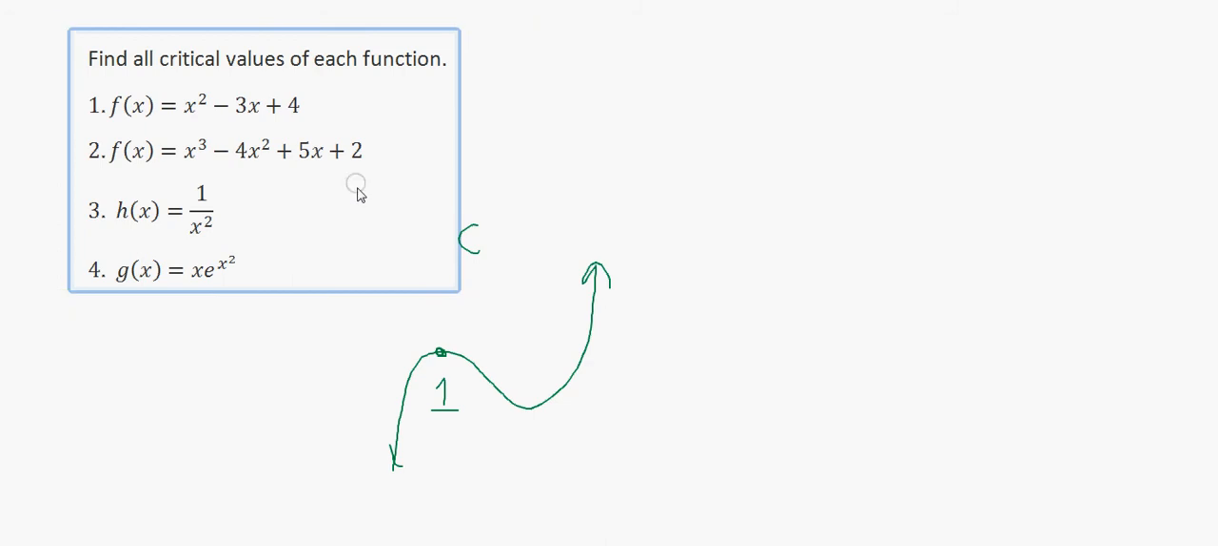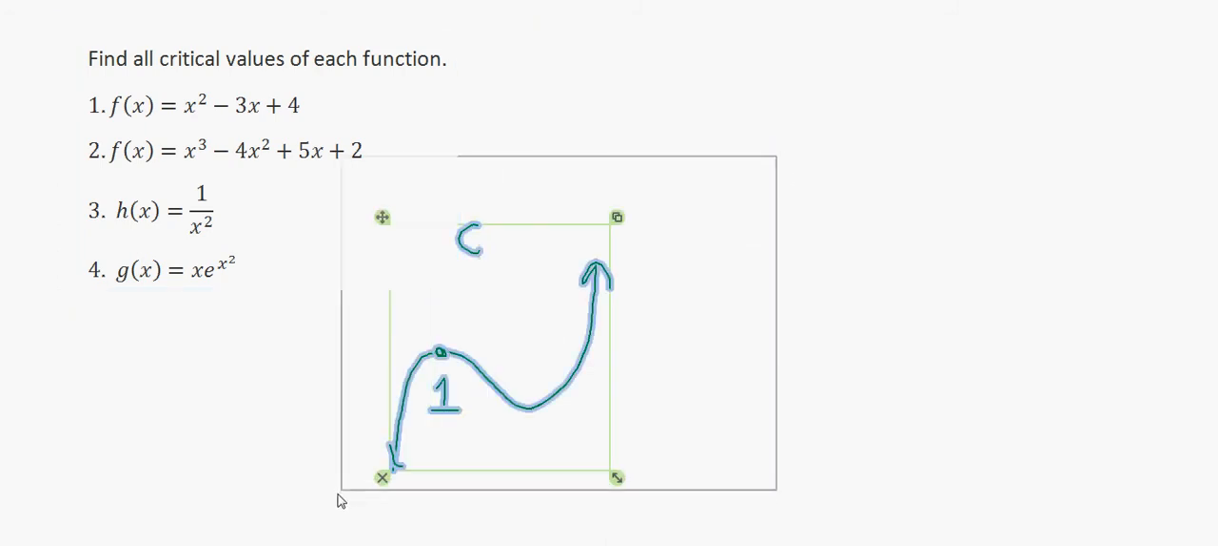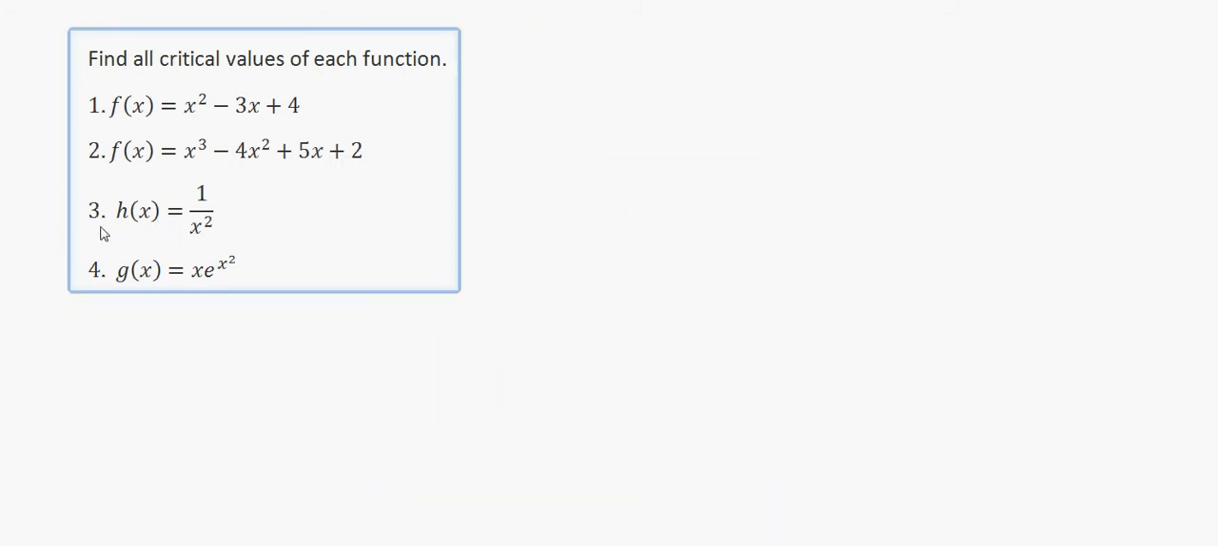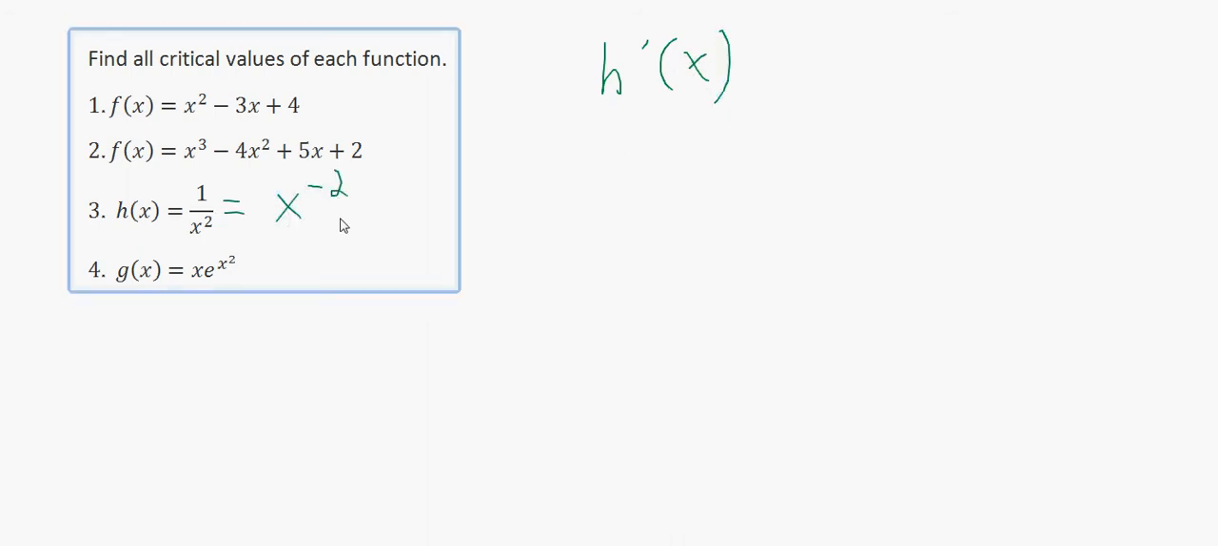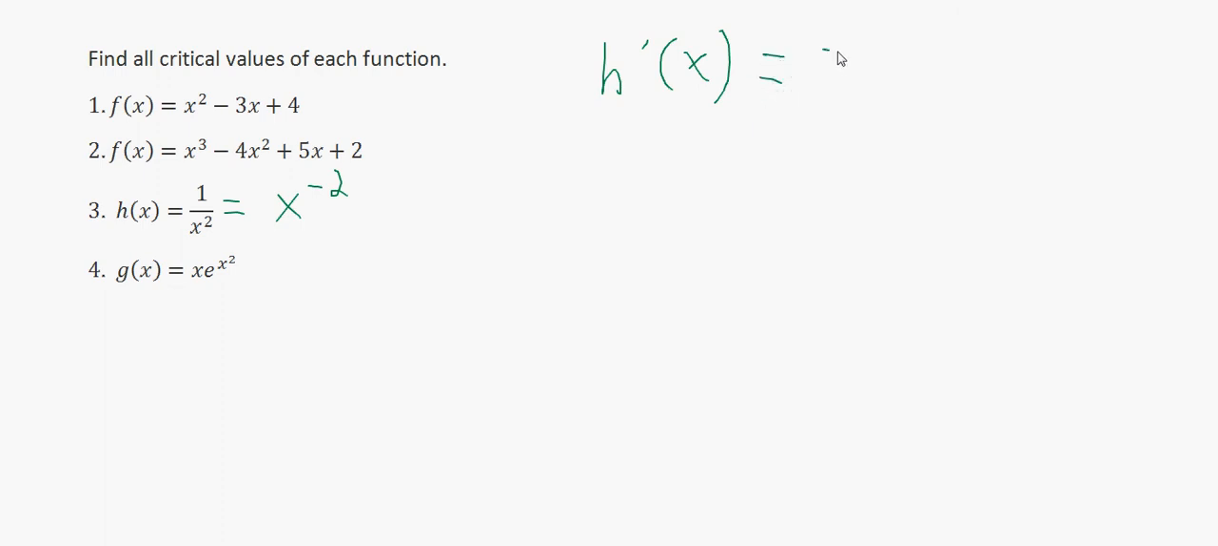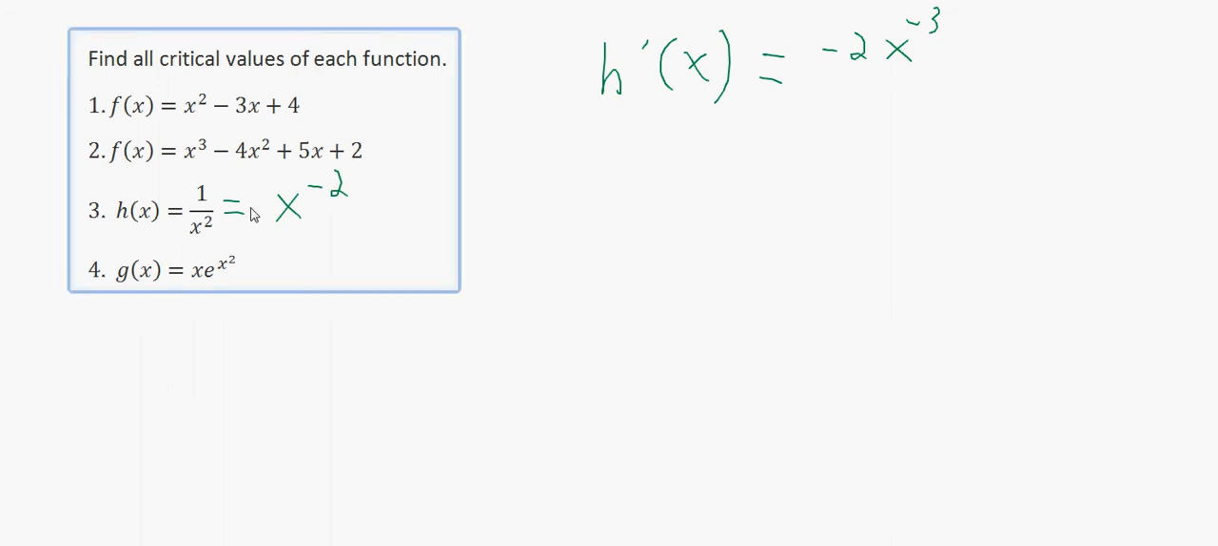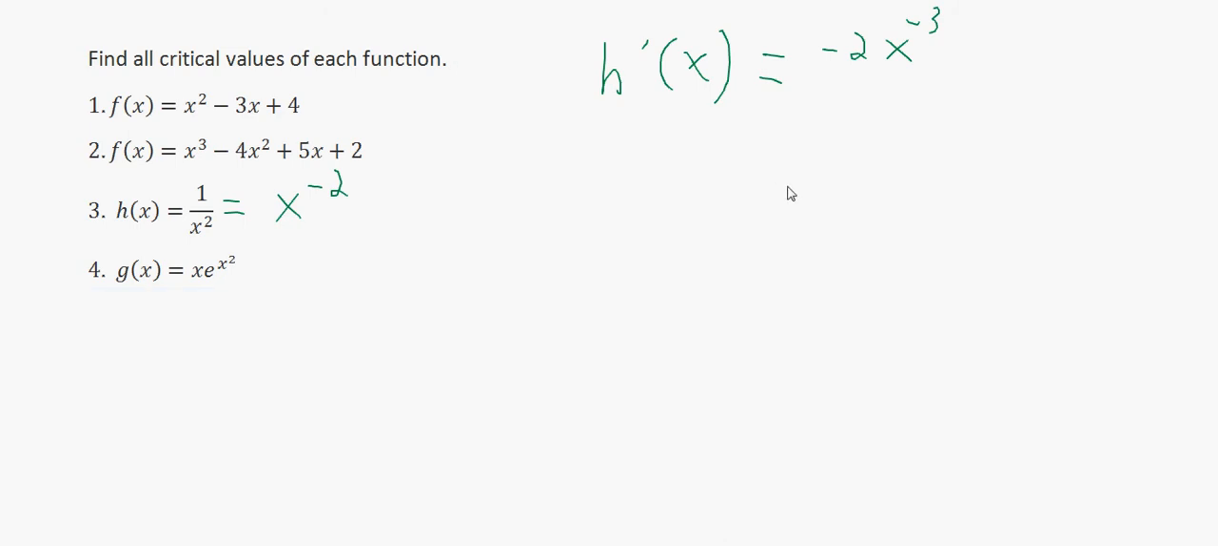All right. H prime of x, using the fact that 1 over x squared is the same thing as x to the negative 2. H prime of x is negative 2x to the negative 3. Right? Power rule. Negative 2 comes down, subtract 1 off the exponent to the negative 3. So this is negative 2 over x cubed.